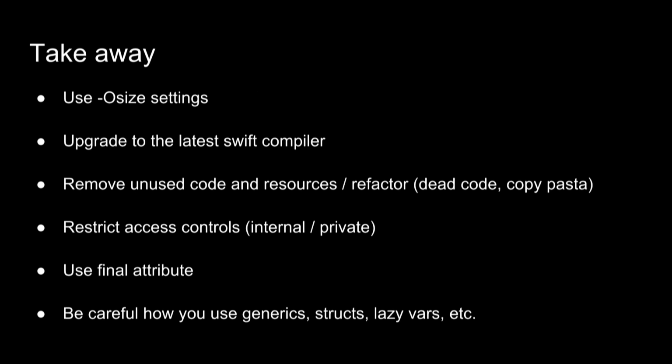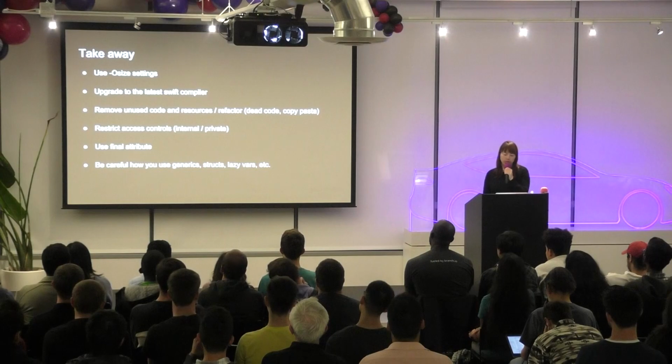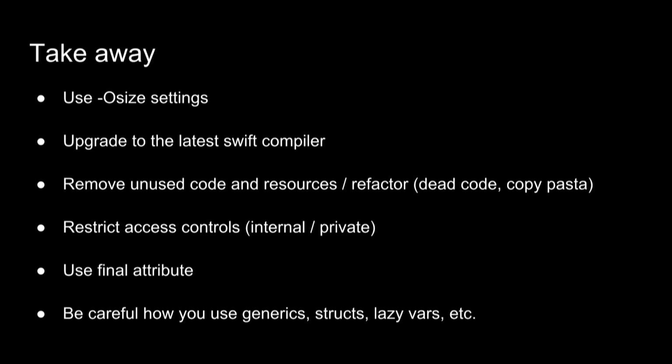So what are the key takeaways? What does this mean for you? The biggest takeaway is use Osize settings and upgrade to the latest Swift compiler. The Osize setting is available in the build settings. By default, it's set to -O for the release build, but you can change that to Osize. And you can also use the inline threshold and the loop unroll threshold flags to gain extra savings.